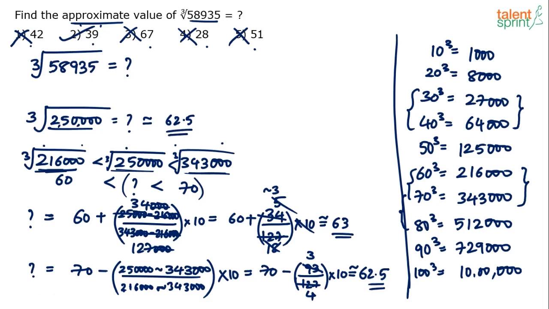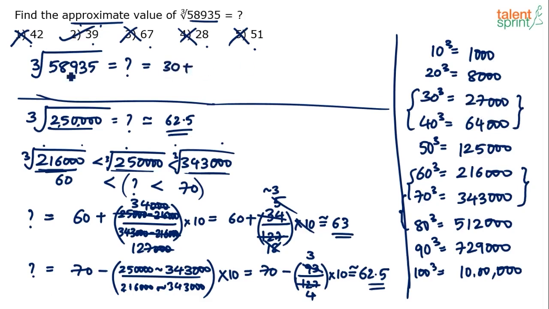Now let's do the same thing for the actual question. The actual question was 58,935. We already know the answer is 39, but how do we arrive at the answer using this process? Again, no need to write all these steps. All these steps were to make the process clear to all of you. Now you can cut down the number of steps. 58,935 is between 27,000 and 64,000, right? So let's take 30 as the base, 30 plus something.